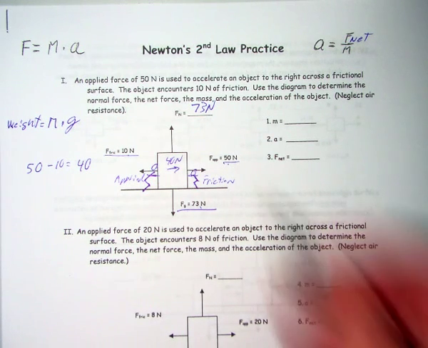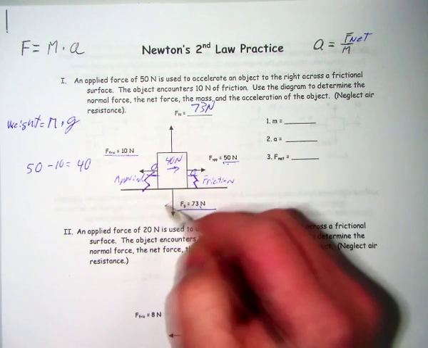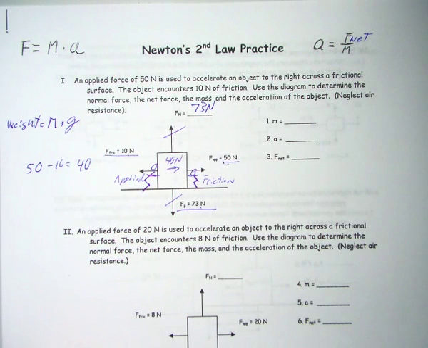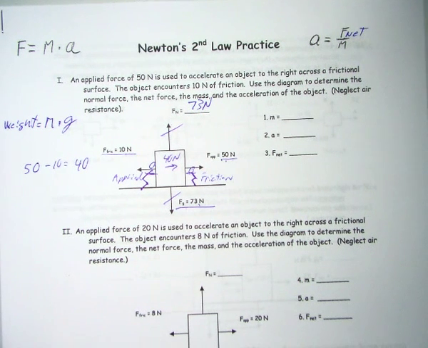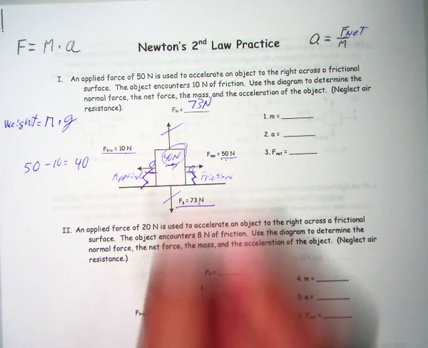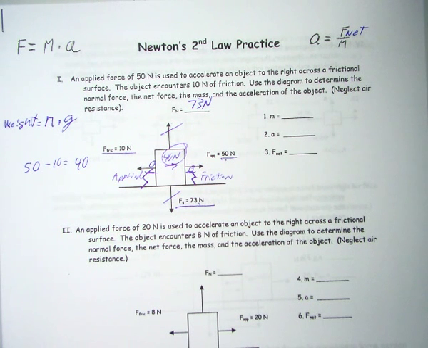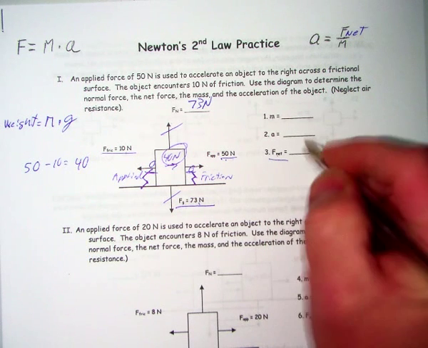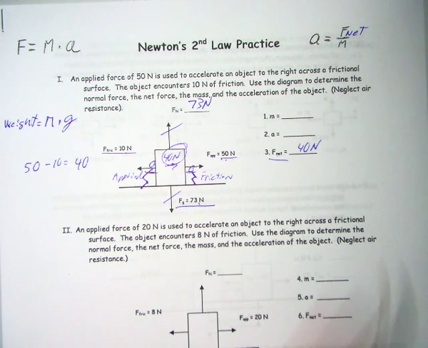All right? So if the up one cancels out the down one, then the only thing that's left, the net force, is 40 newtons. And it's to the right. So that means that my net force is 40 newtons.